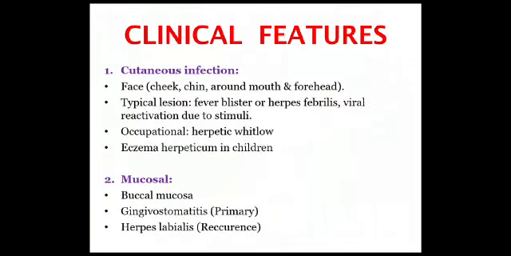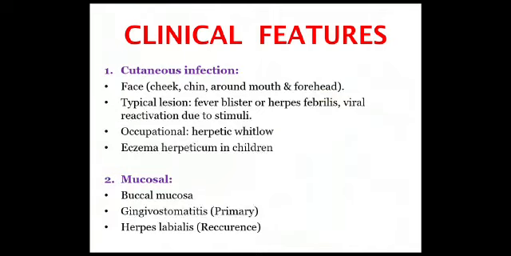The clinical manifestations: they produce cutaneous infections, usually of the face, where it involves the cheek, chin, around the mouth and forehead. The typical lesions are blisters, and usually you get the fever blisters. This may be due to the reactivation of the virus due to some stimuli. For example, when you have high temperature or when you are exposed to extreme colds, these can trigger the reactivation of the virus and the lesions can be produced. It can also produce an occupational lesion, especially among doctors and nurses, which is called herpetic whitlow. Eczema herpeticum occurs in children.